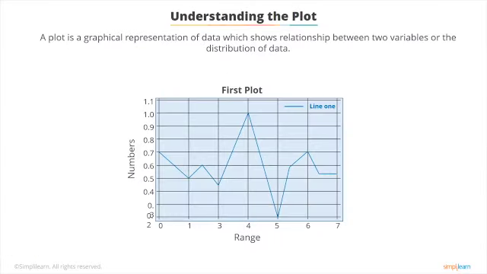Let's now try to understand a plot. A plot is a graphical representation of data, which shows relationship between two variables or the distribution of data. Look at the example shown on the screen. This is a two-dimensional line plot of the random numbers on the y-axis and the range on the x-axis. The background of the plot is called grid. The text, first plot, denotes the title of the plot, and text line 1 denotes the legend.